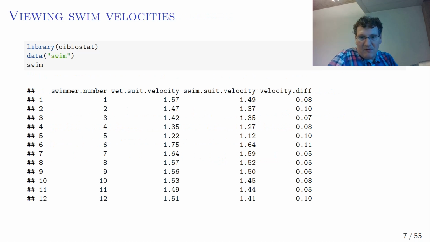This is an example of the stuff that's collected from these 12 individuals, the measurements of time. And what we have is the velocity, really. The velocity was calculated with the wetsuit and with the swimsuit, and we calculate the difference. The difference is going to be the wetsuit velocity minus swimsuit velocity. And we proceed to do one sample inference on these differences. That's just like the stuff we were doing before, t-tests and so forth.